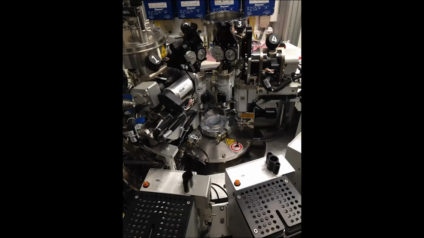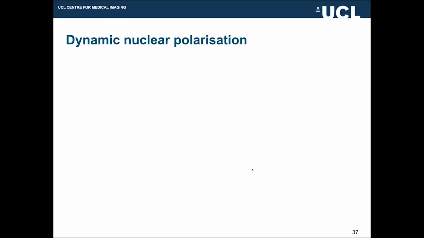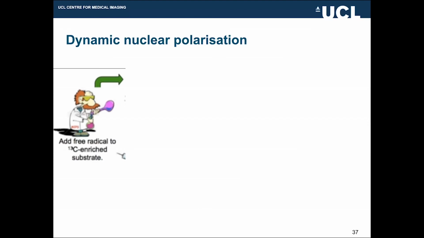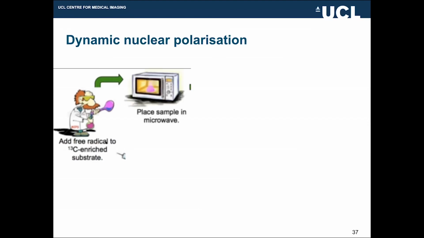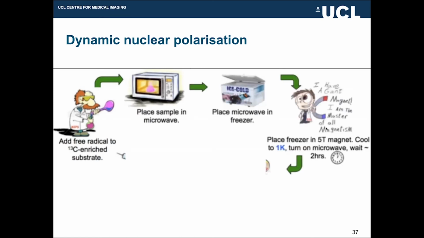So what is it? This is what it looks like inside. Here, you've got a 5 Tesla magnet, and you've got a cryo chamber, which you can get down to about 0.8 Kelvin. And you've got a microwave around it. This is the inside of the machine, and the hyperpolarization process occurs in here, and the sample goes into this central area. So what is the hyperpolarization process? Well, you get your carbon-13 labeled pyruvate. You place it in your hyperpolarizer, which is that microwave, which is in the freezer, which is in the magnet. And then you turn your microwave on for about 2 hours, maybe slightly longer, 2 to 3 hours.